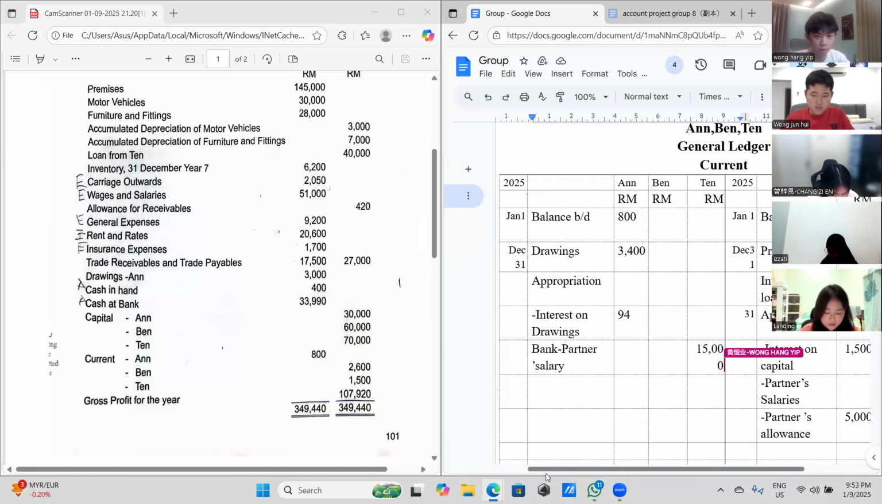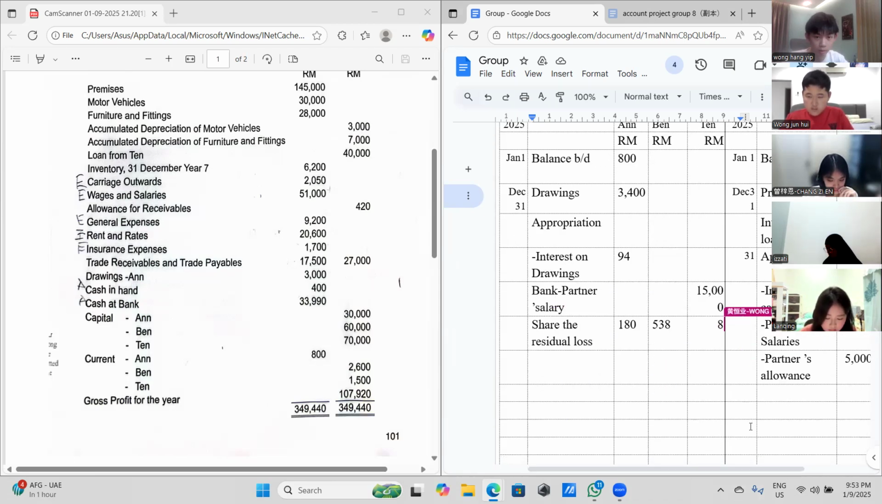And the next one is share of the residual loss according to the profit and loss. And the amount is 180 and 538 and 3,718.